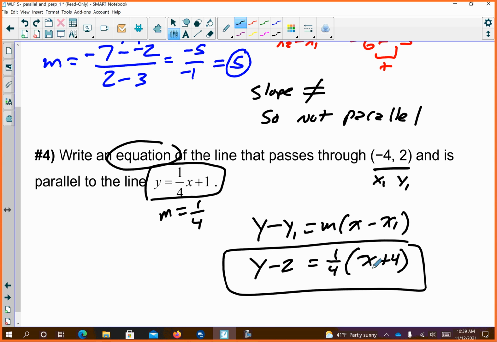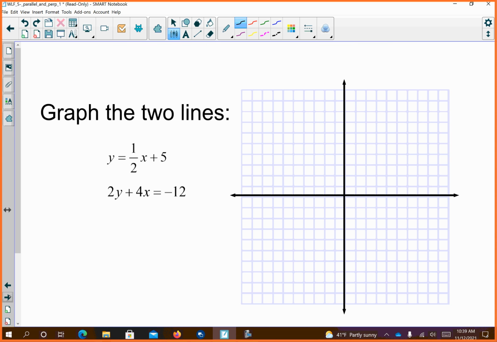Am I doing okay so far? All right. Graph these two lines. Okay. Y-intercept at 0, 5. Slope of 1/2.